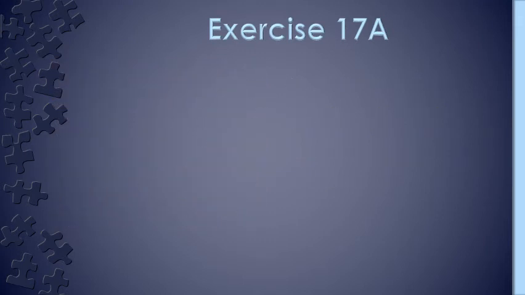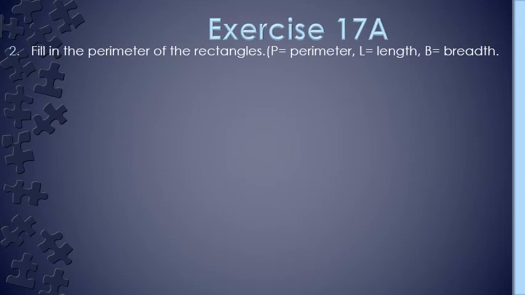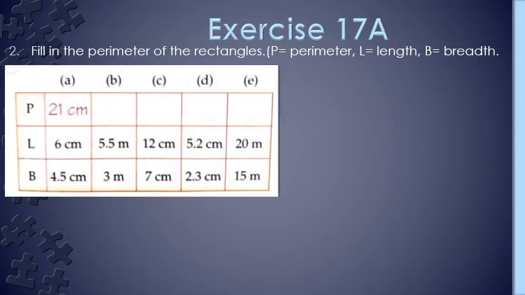Now children, let's come to question number 2. Fill in the perimeter of the rectangle. Okay. P is the short form of perimeter, L is the short form of length, and B is the short form of breadth. Now children, in this question, a box is given and you have to fill some of the boxes which are blank with the perimeter, okay?